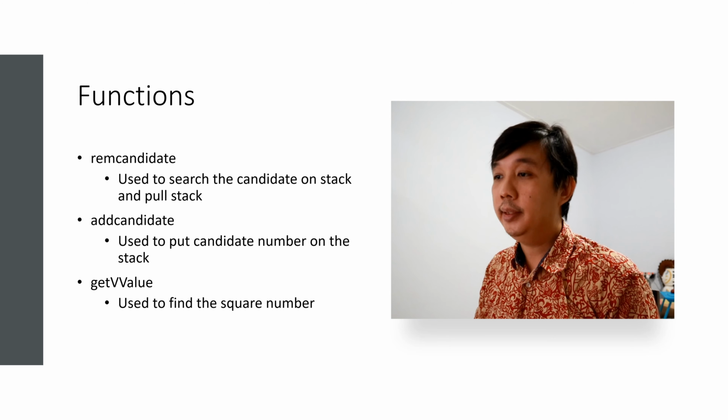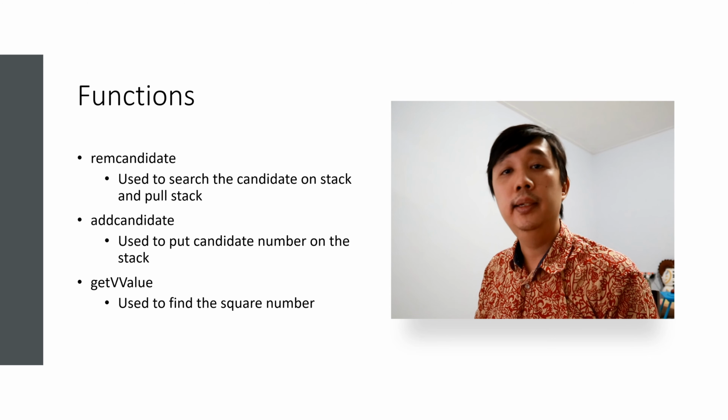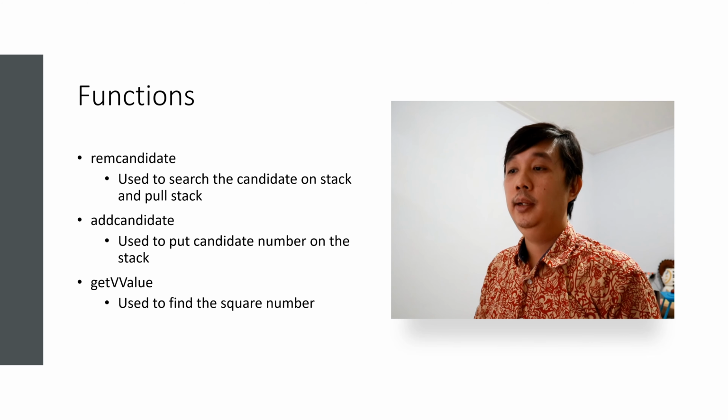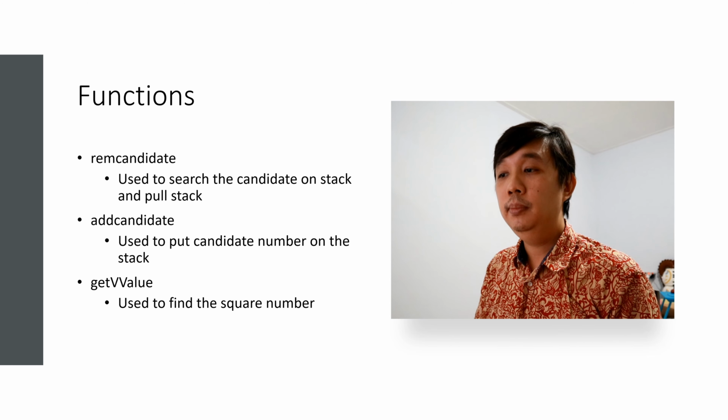And I will have add candidate. It is used to put a candidate number on the stack. Get V value. This will be used to find the square number, the sub-square number.